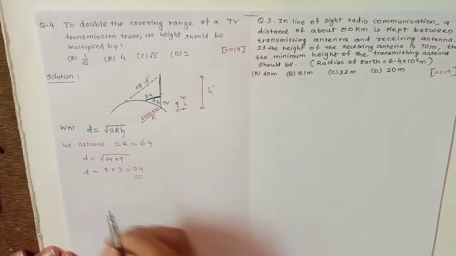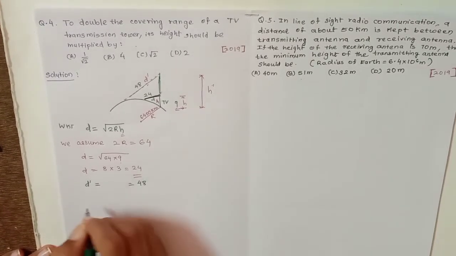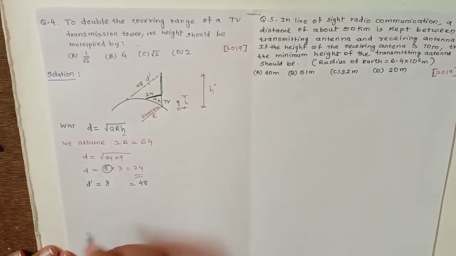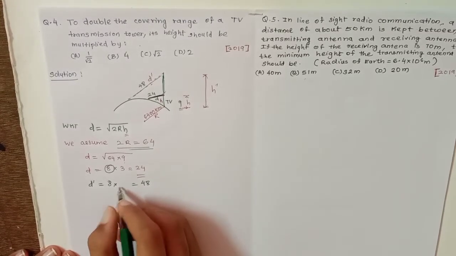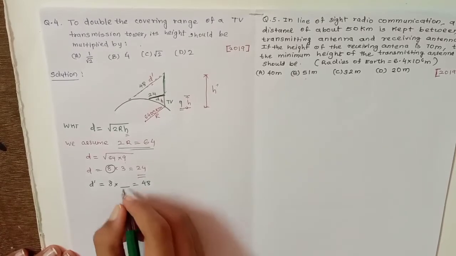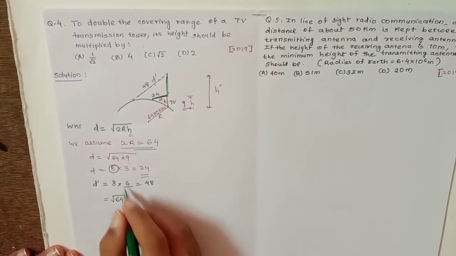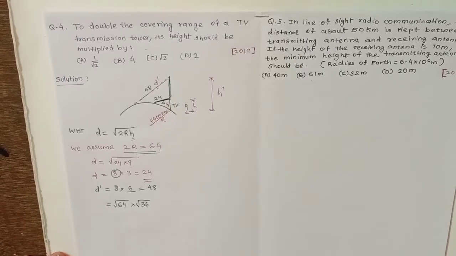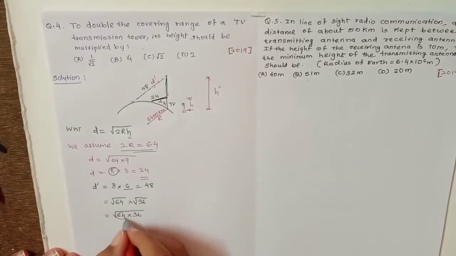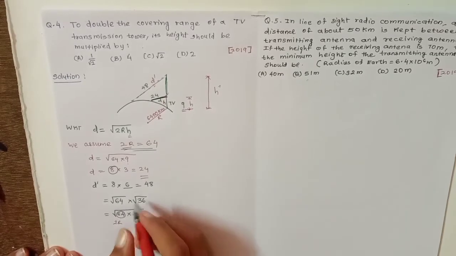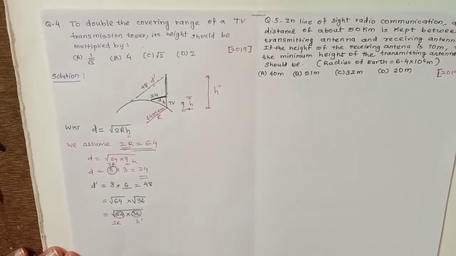So I want to double the range. I want to make it 48. Here this 8 will be as it is, because I have assumed 2R to be 64. 8 should be multiplied by something to get 48. What is something? It is 6. So we can say 8 came from square root of 64 and 6 from 36. That is square root of 64 into 36. Here 64 is 2R, and this 9 was H. So also this 36 will be H dash.